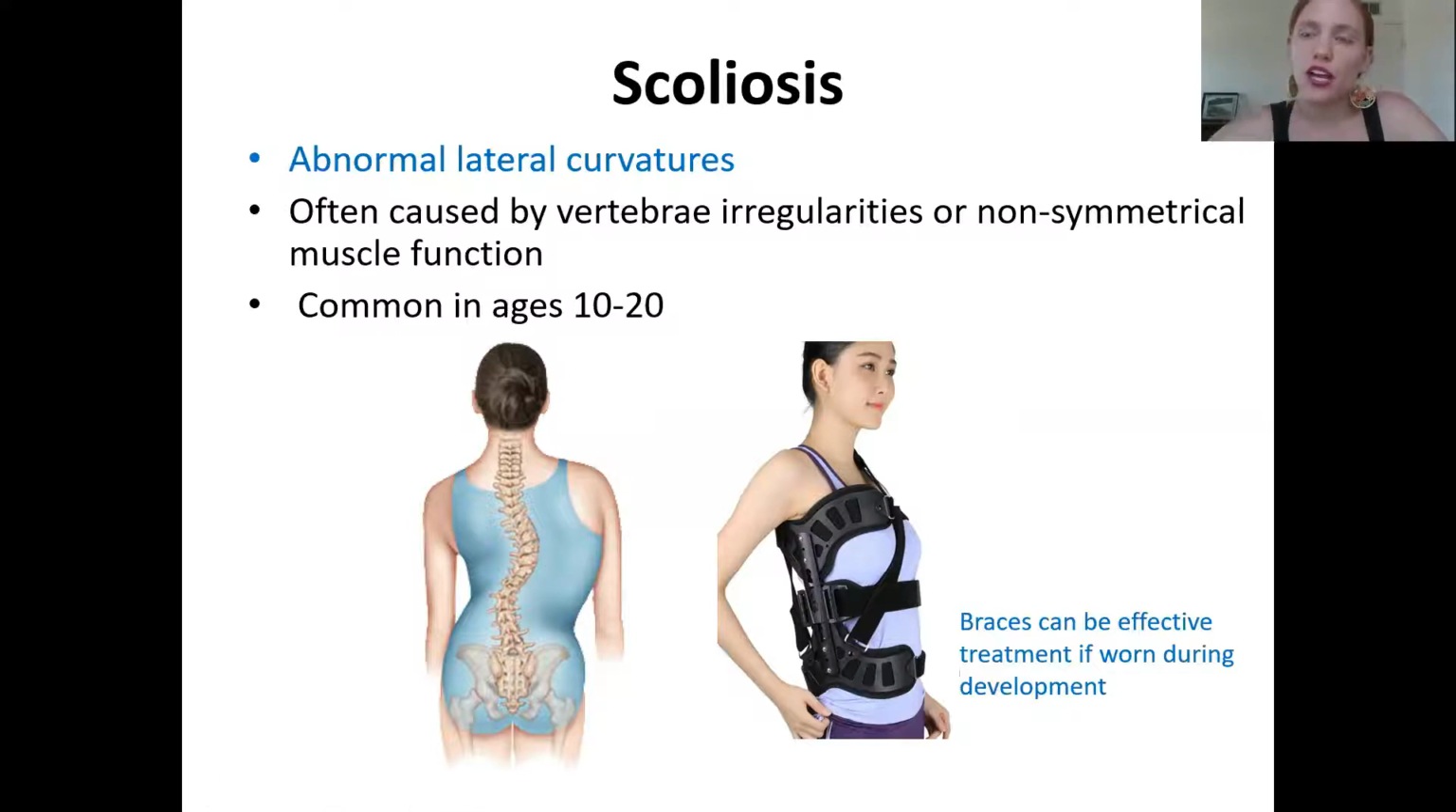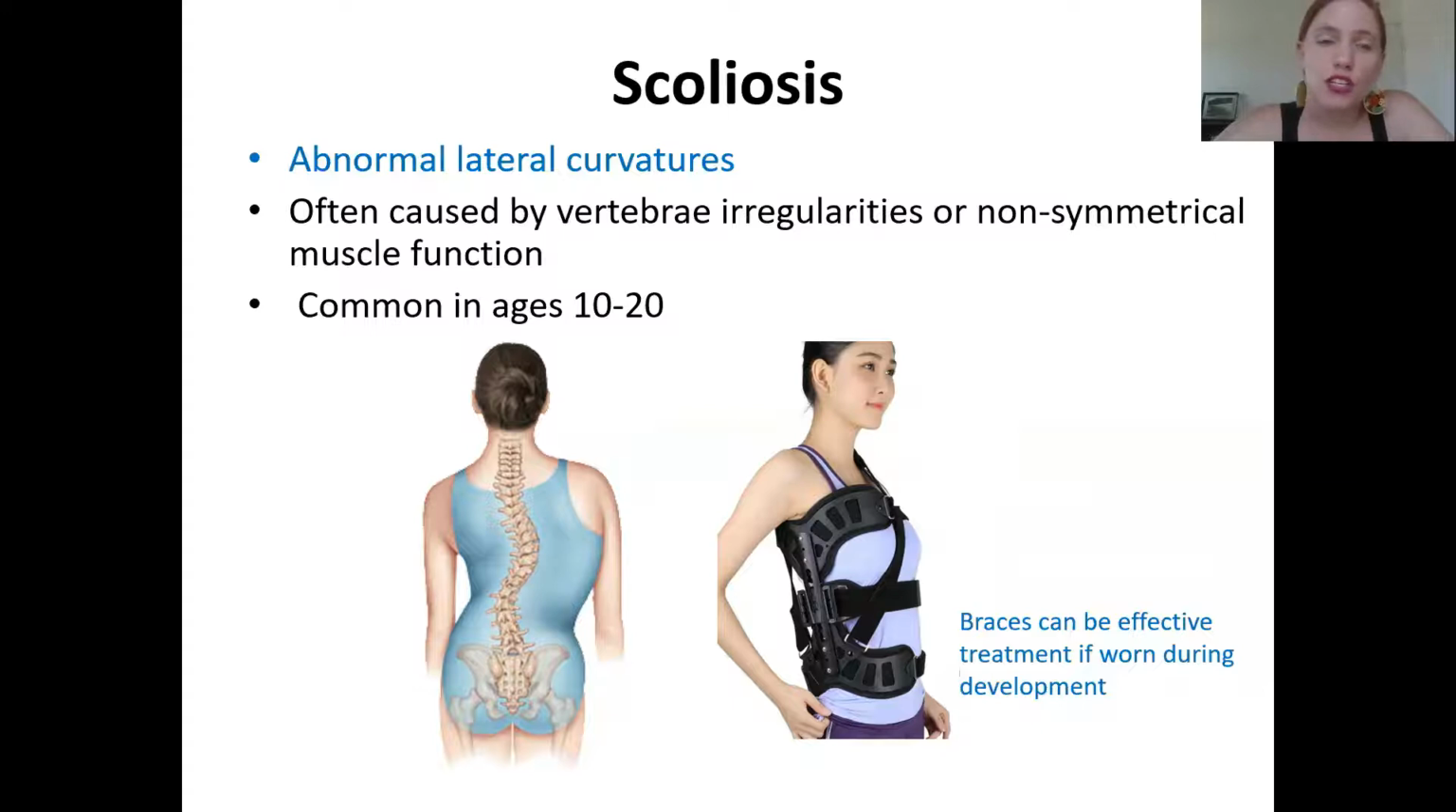And there are kind of abnormal curvatures, anterior and posterior. For example, if your stomach kind of sticks way out and your back kind of sways in a lot, it's called lordosis, usually caused by things like pregnancy or sometimes being overweight. But what I'm talking about is scoliosis, and scoliosis usually happens around ages 10 to 20, so usually during earlier development, in your teen years.